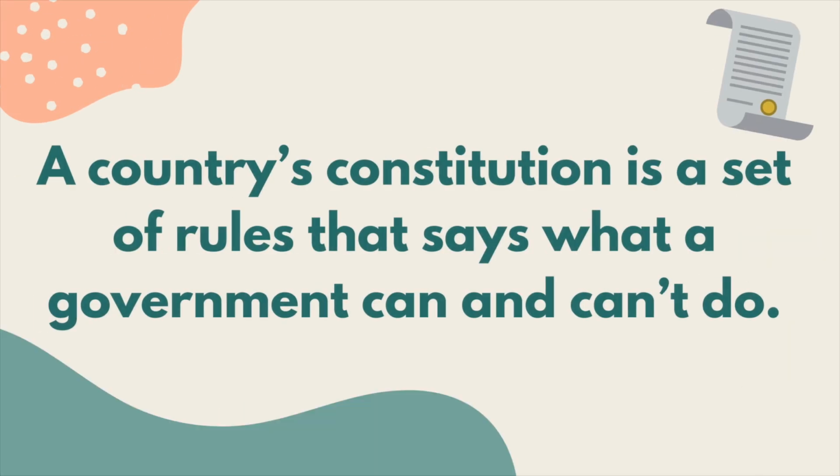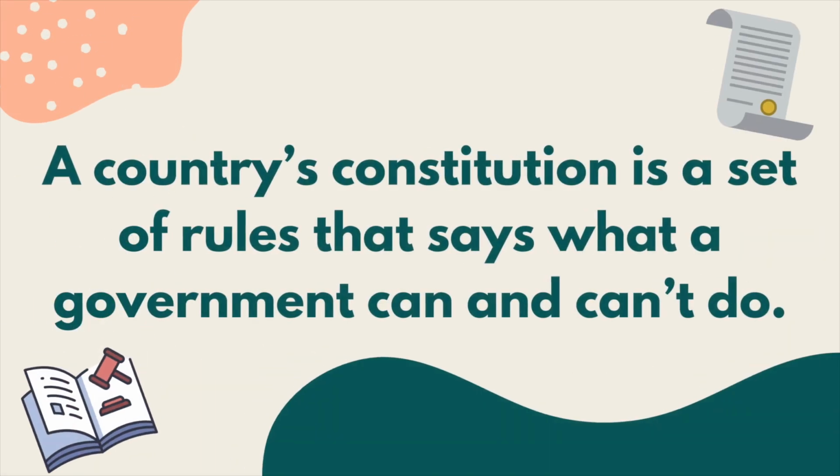On a bigger scale than a soccer club, countries also have constitutions. A country's constitution is a set of rules that say what the government can and can't do. For example, a constitution would likely control how governments can be elected, who can vote, and what kind of power the government has once they're elected.